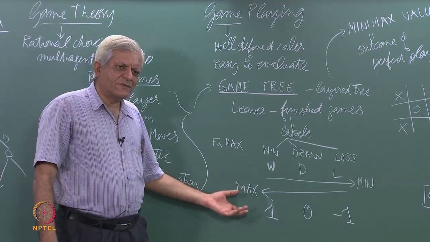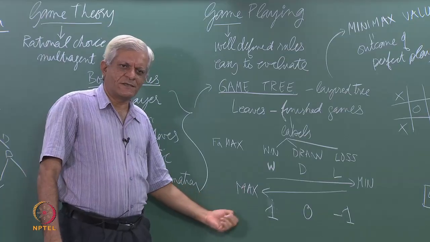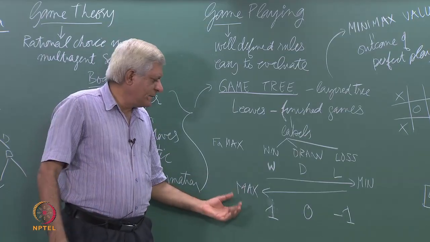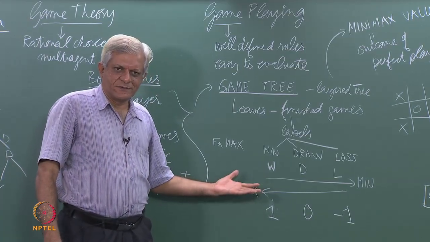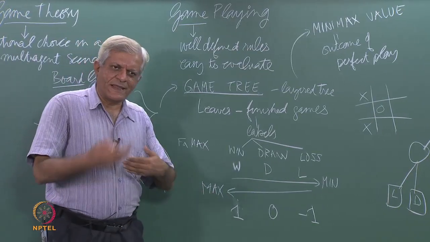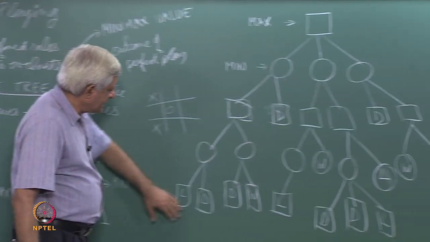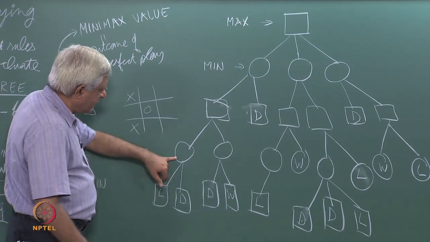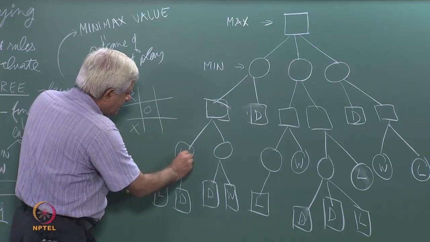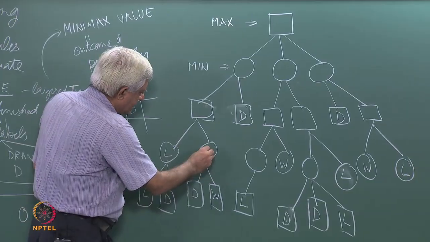So, in terms of numerical values, it is easier to state the backup rule. Max chooses the maximum of the values available to it, and min chooses the minimum of the values available to it. And what do you mean by available to it? That is what is being supplied to it from the next layer. So, let us fill up this tree. So, this is L, this is D. So, min will choose L here, this is D, this is W, min will choose a D here.